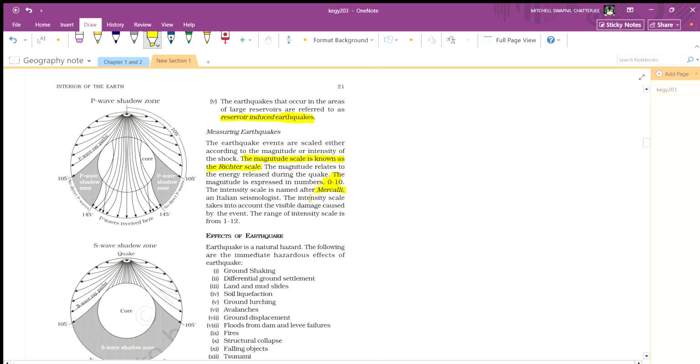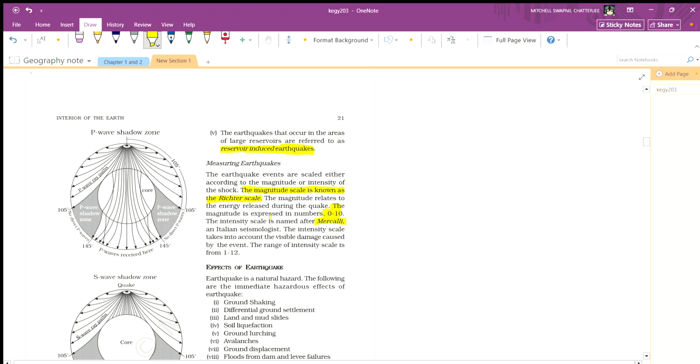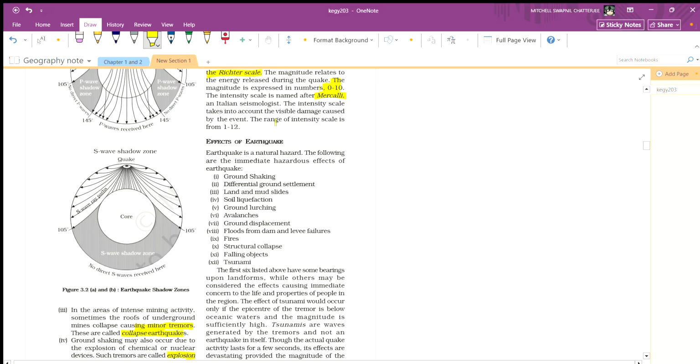The intensity scale takes into account the invisible damage caused by the event. The range of the intensity scale is from 1 to 12. Effects of earthquakes.